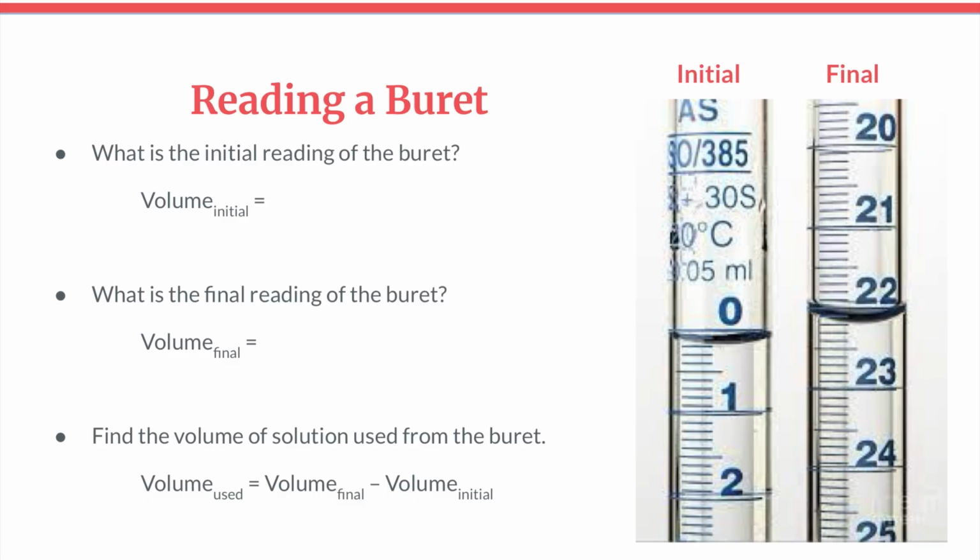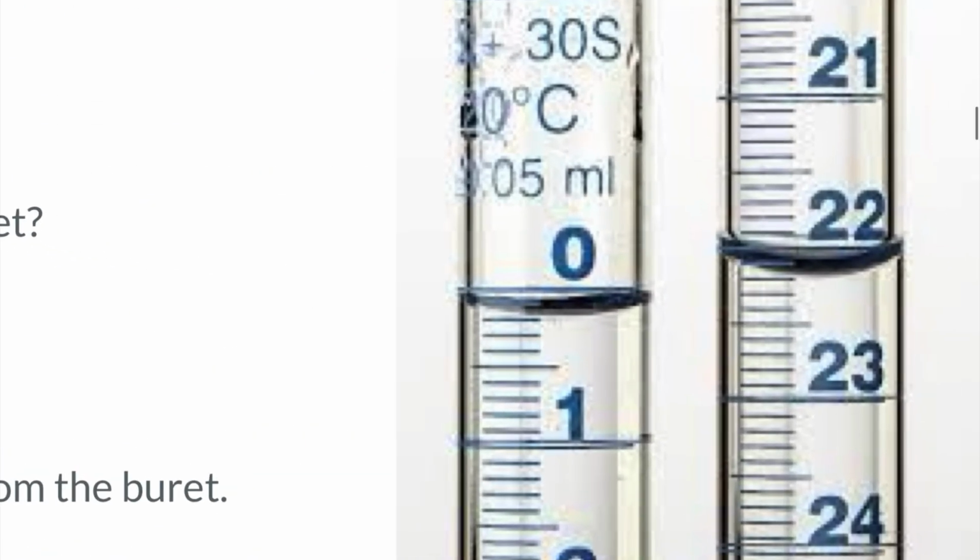And so my volume initial, I'm going to go over here and remember that we measure from the bottom of the meniscus. So that meniscus is that little curve. And so kind of lining it up with the bottom of this curve that's caused by that surface tension. Here's my 0.0.